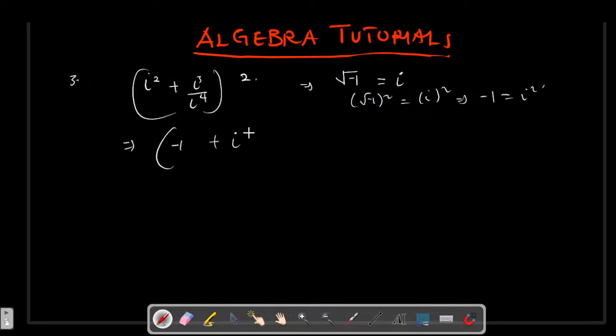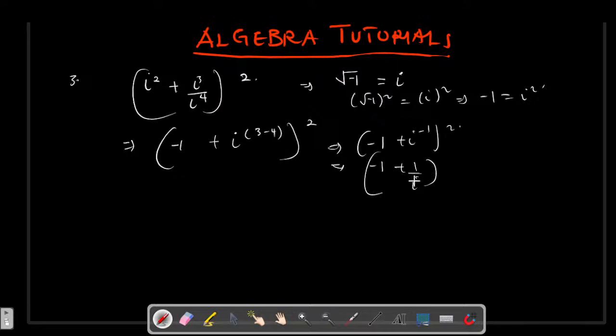Now, by indices, this becomes i to the power 3 minus 4, right? Then I'm going to get all this squared from the question. So you will get -1, plus i to the power -1, all squared. What do you have here? -1 plus 1 over i, clearly, right? And this is all squared.